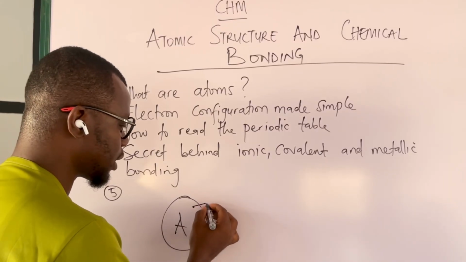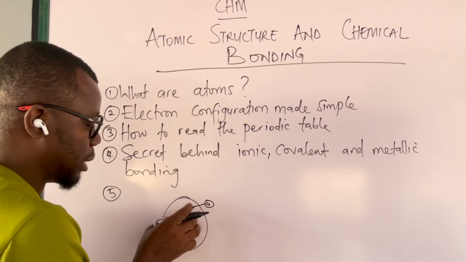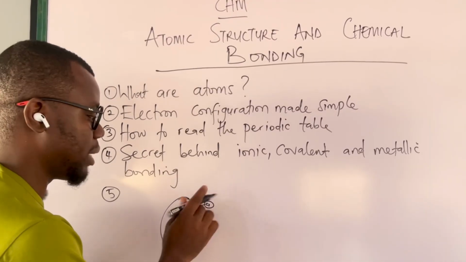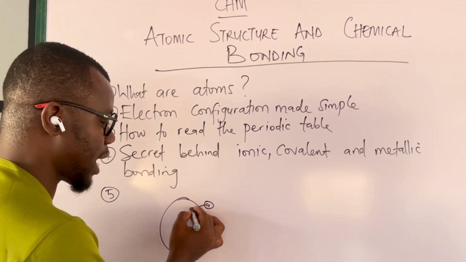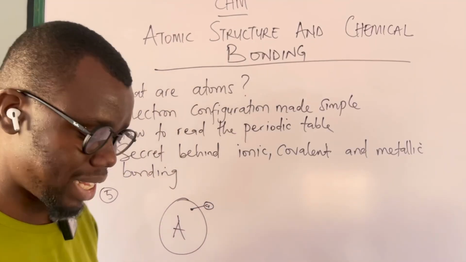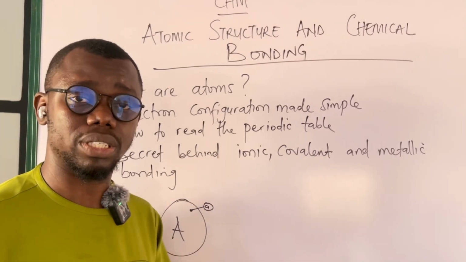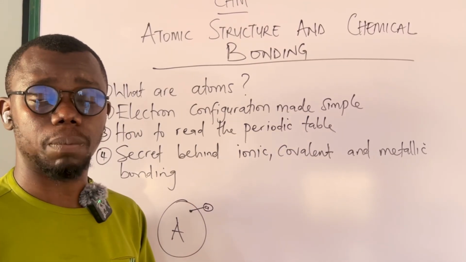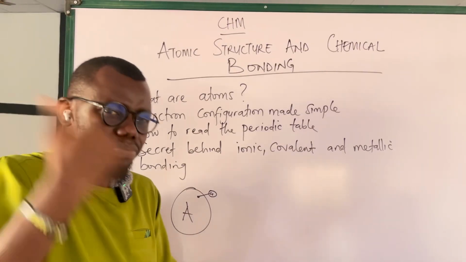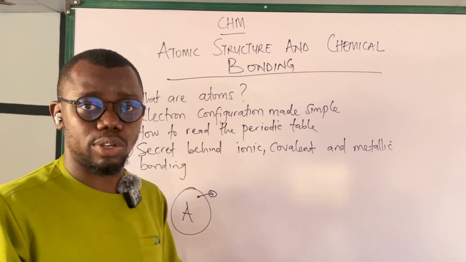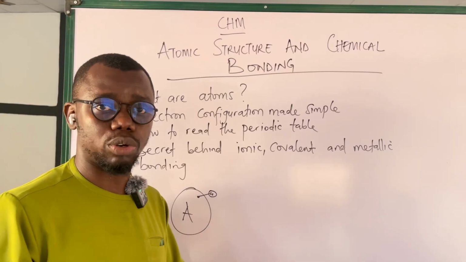So if this small letter a can be removed from this capital letter A, it means that this small letter a is called an atom, because it can still retain all the chemical properties of this particular element in question. So an atom is the smallest integral part of every element that you can have.